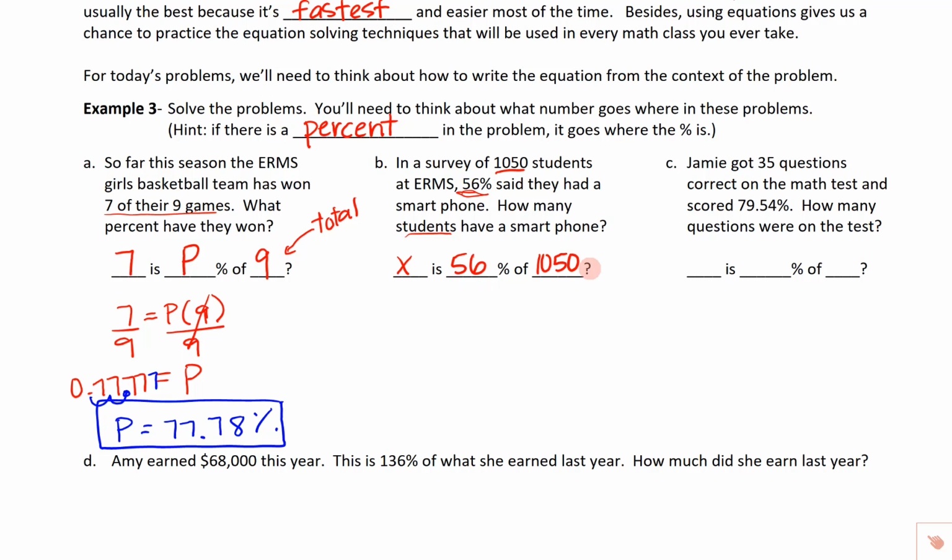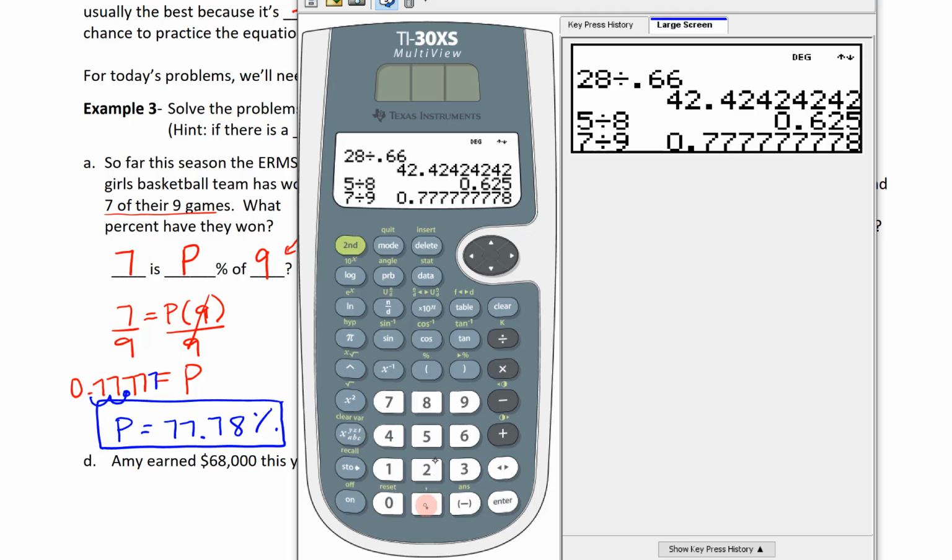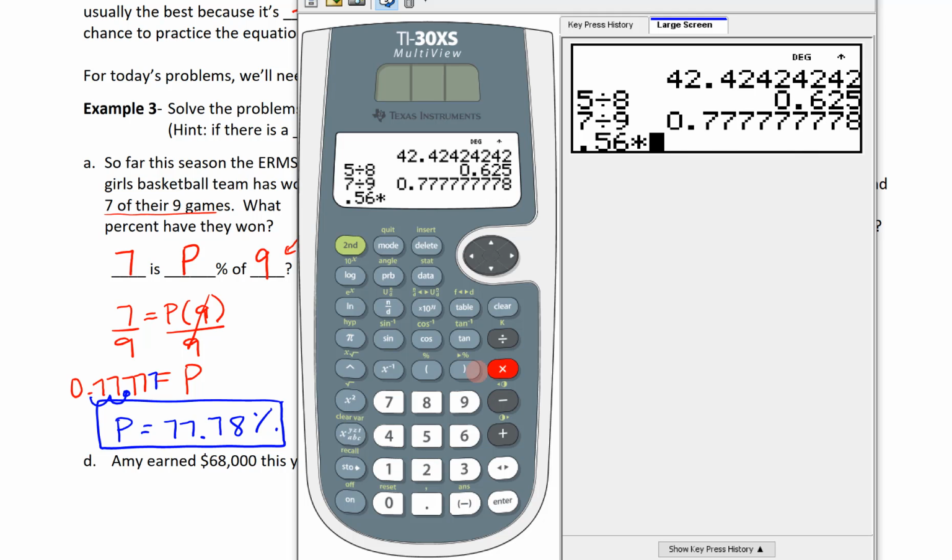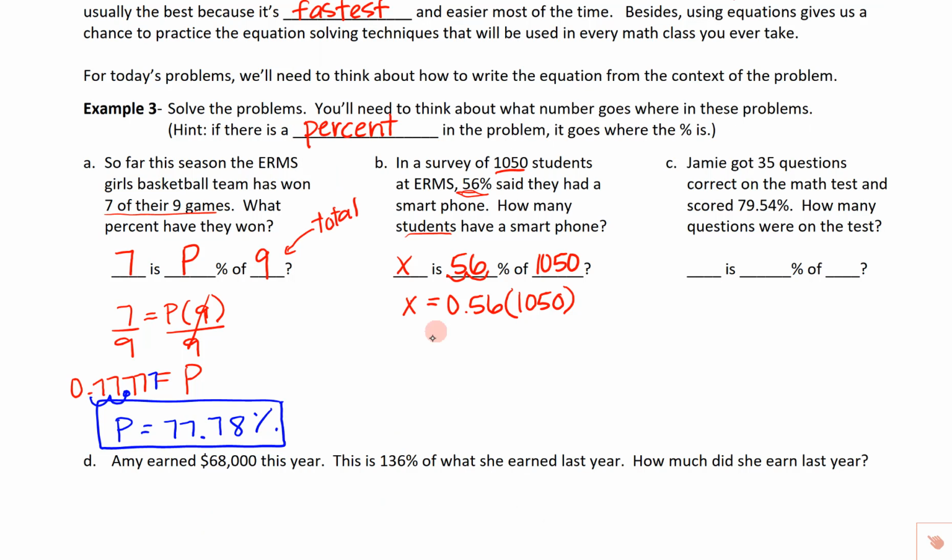So once you have this set up, it should be pretty okay to write an equation. X is 56%. We need to change that to a decimal. So 56% is 0.56 times 1,050. All right, getting the calculator. 0.56 times 1,050. We get 588. So x equals 588. This is a word problem, so we need to say 588 students.